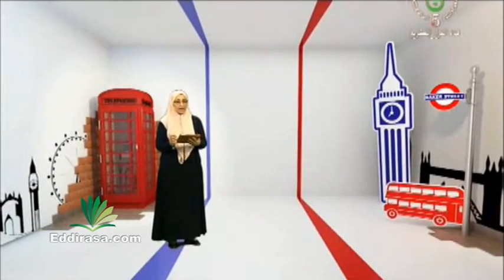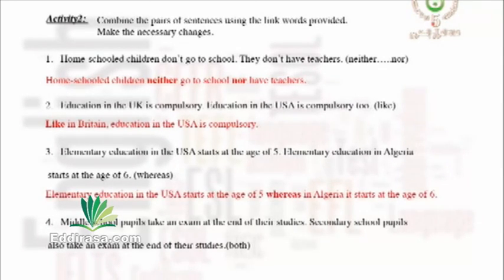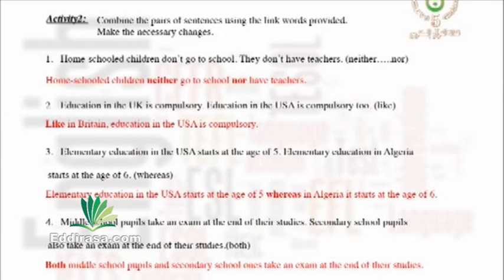Right, let's correct. Sentence 1. Homeschool children neither go to school nor have teachers. Sentence 2. Like in Britain, education in the USA is compulsory. Third sentence. Elementary education in the USA starts at the age of 5, whereas in Algeria, it starts at the age of 6. And the last sentence. Both middle school pupils and secondary school ones take an exam at the end of their studies.